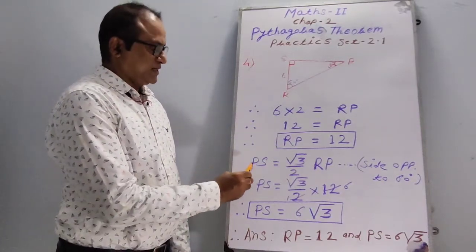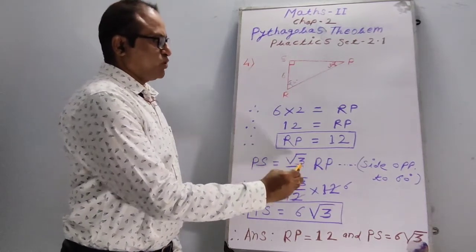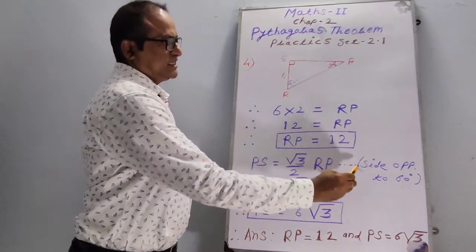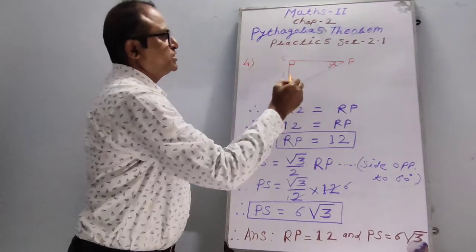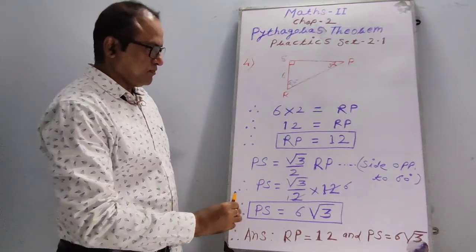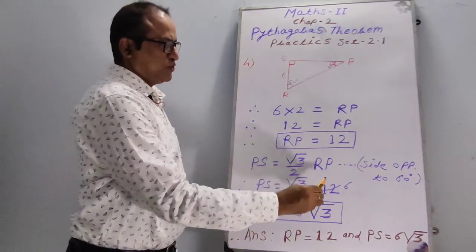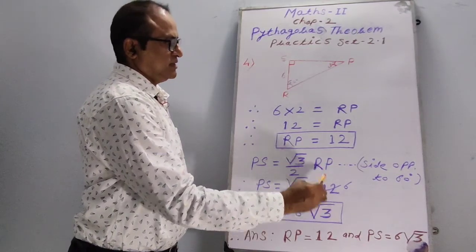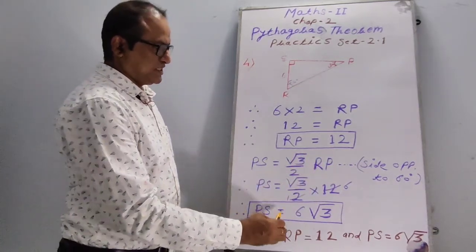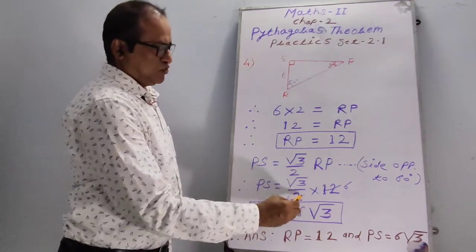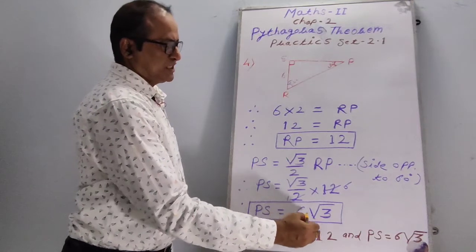Now, we want to find PS. PS is equal to root 3 upon 2 RP. Reason is side opposite to 60. Here in the diagram, side opposite to 60. Therefore, PS is equal to root 3 upon 2 into RP, RP value is 12. Therefore, PS is equal to 6 root 3. 2 ones are 2, 2 sixes are 12. Therefore, PS is equal to 6 root 3.